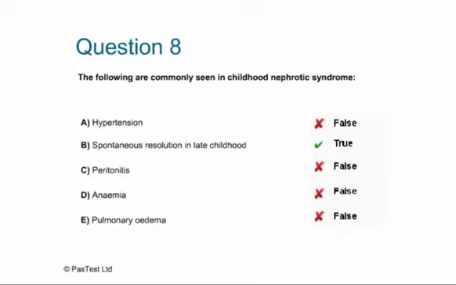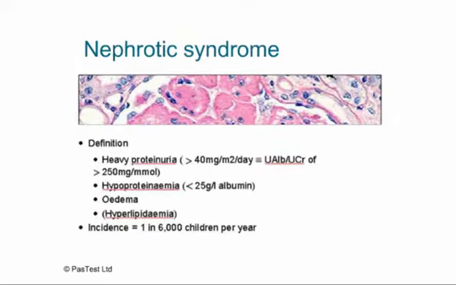And although pulmonary edema can be sometimes seen, particularly if you give albumin too quickly, it's not really commonly seen and is a rare and unfortunate complication. So of those 5, only B, spontaneous resolution in late childhood, is true. So let's move on and think about the nephrotic syndrome. Let's just look at the definition of the nephrotic syndrome.